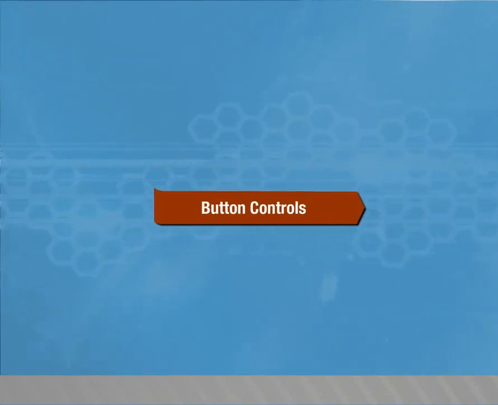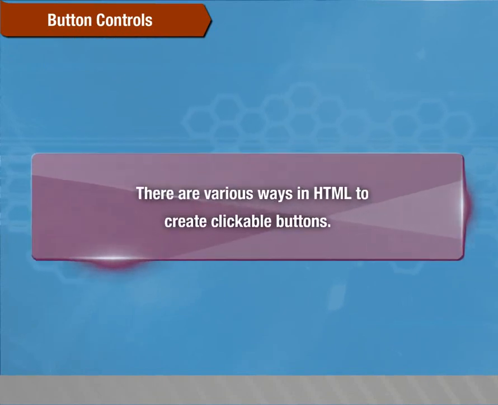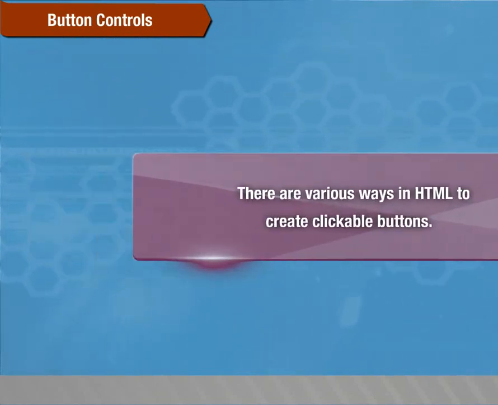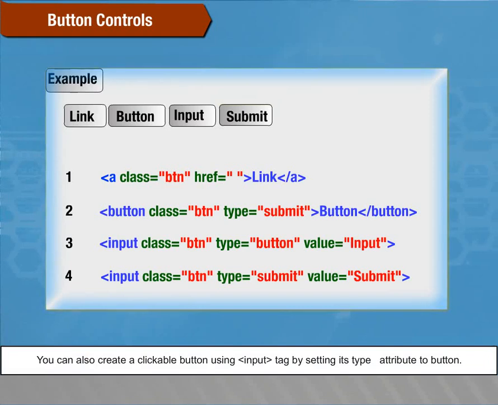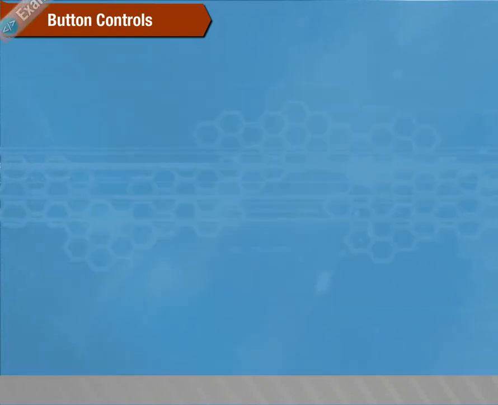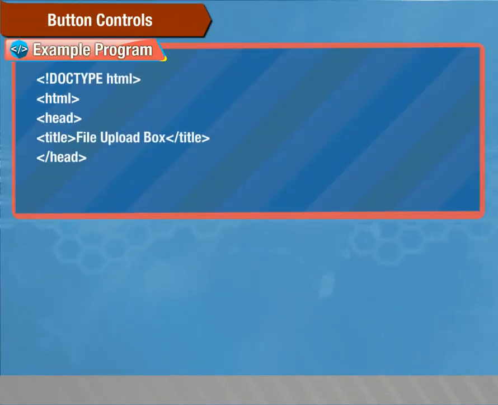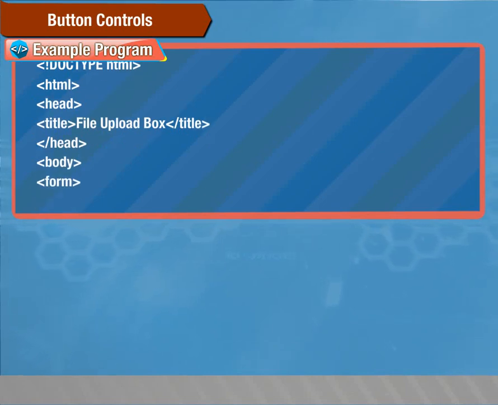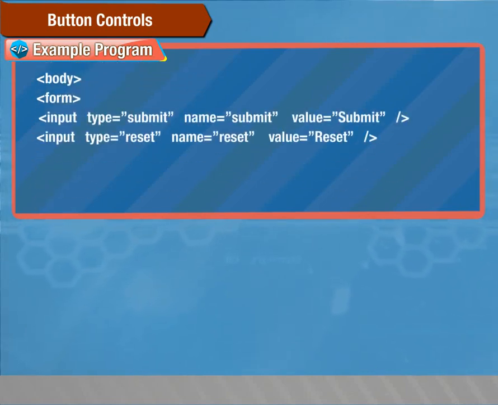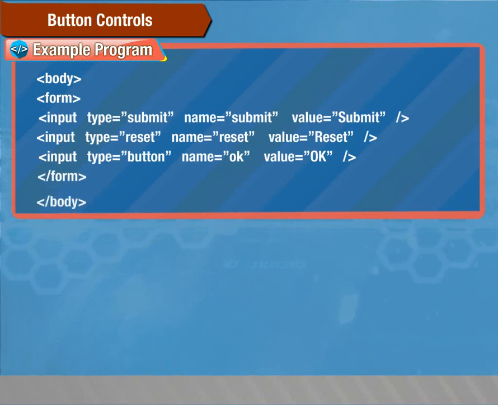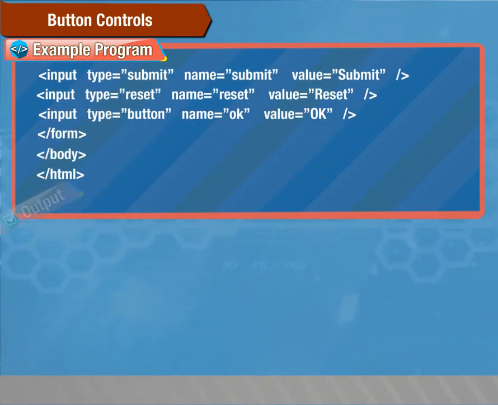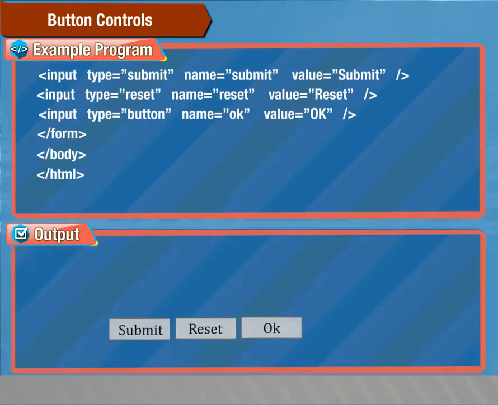Button controls. There are various ways in HTML to create clickable buttons. You can also create a clickable button using the input tag by setting its type attribute to button. Let us see the example program of button controls. The output of this program is shown on screen.